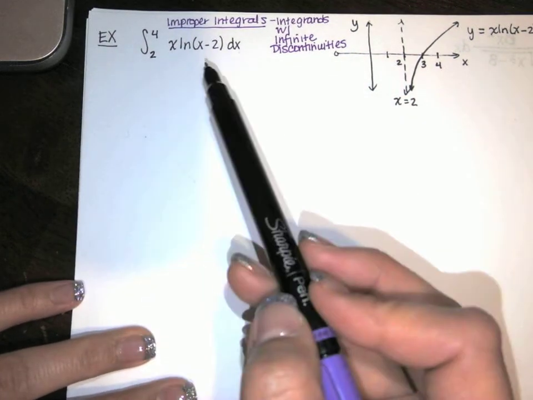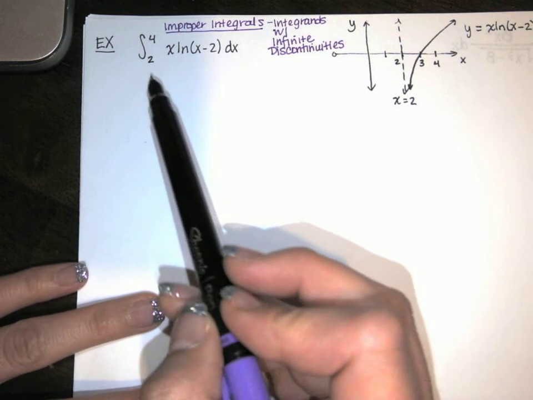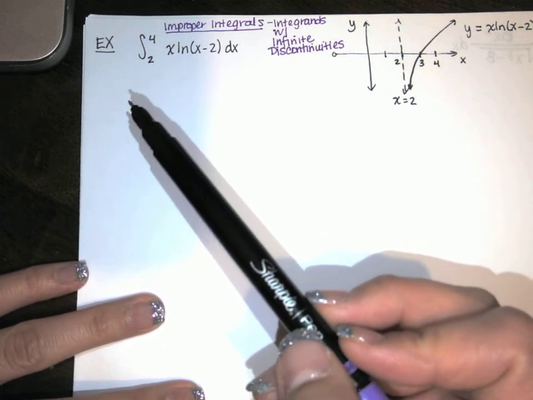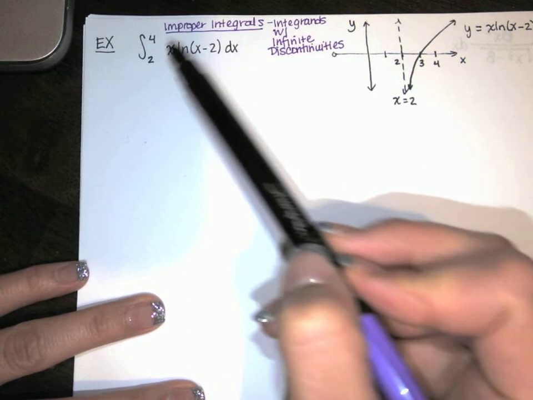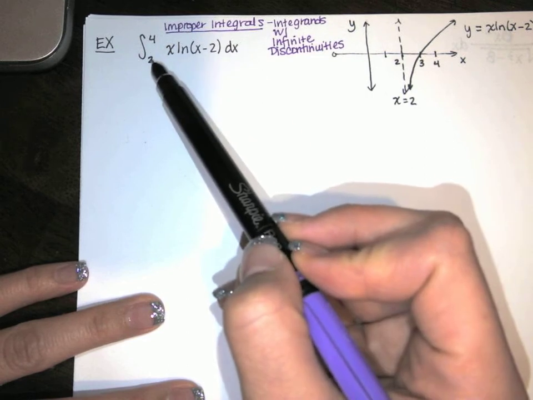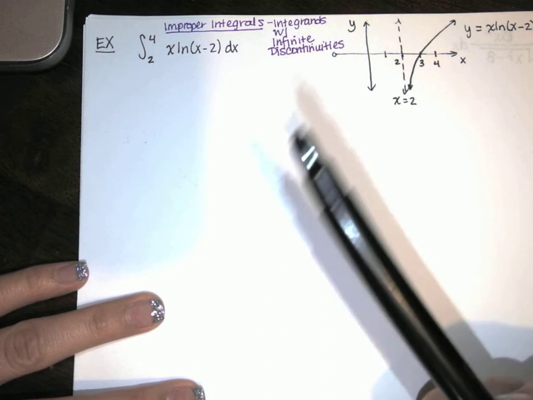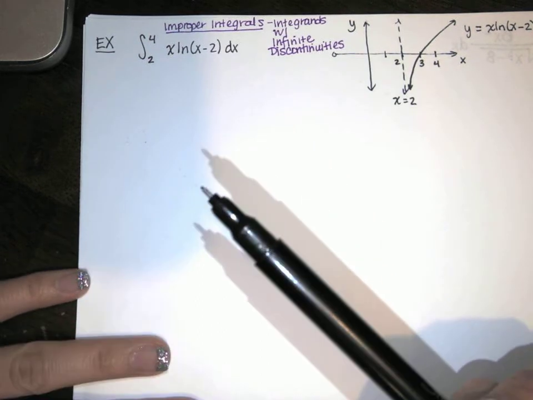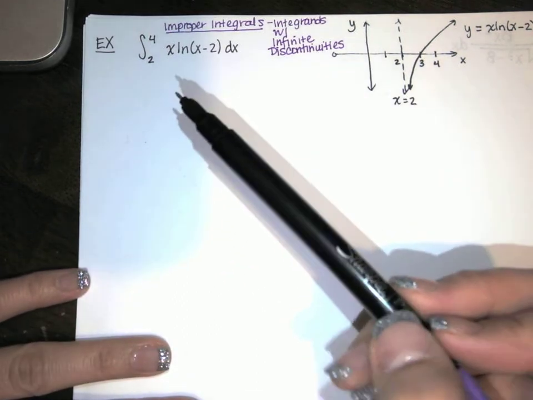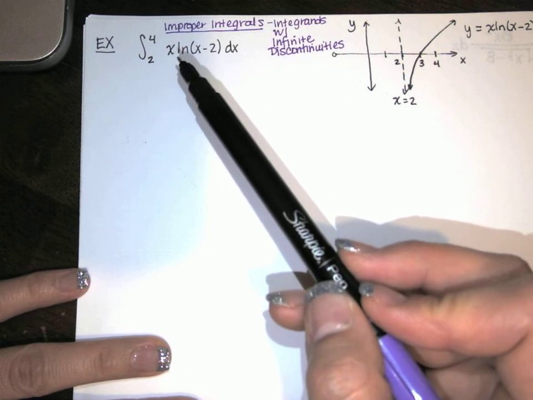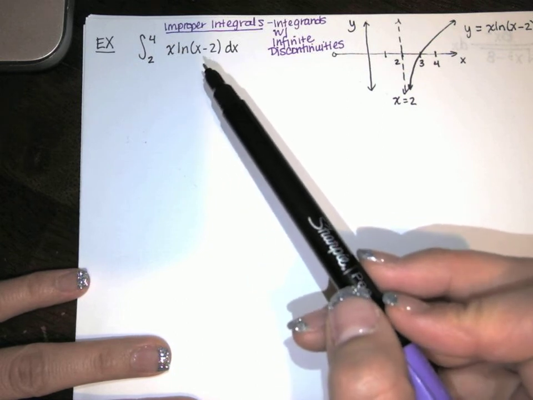So if I look at this integral and somebody says, Miss Townsend, please evaluate this integral for me. On the surface, I might think it's just a regular integral. I'm just integrating from a to b. I've got a constant here and a constant here. And I might be tempted to just use the fundamental theorem of calculus. But I notice my integrand is an x times a natural log of x minus 2.